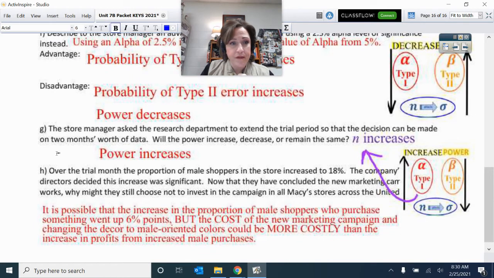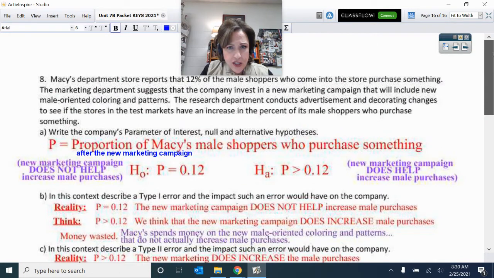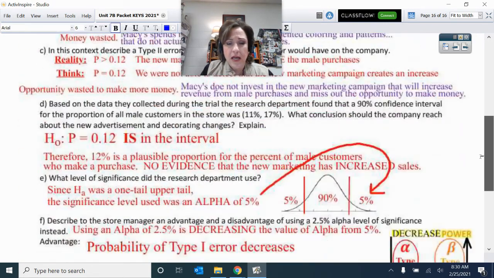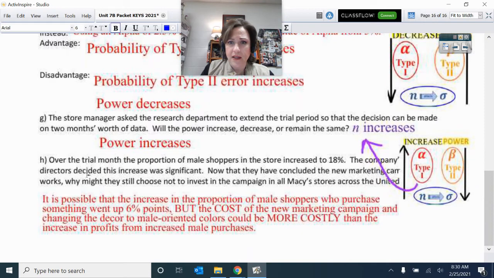Okay, what happens if they do the trial period for 2 months instead of 1? Well, that means that N is increasing. Did I do that right? I just want to check, did they do this for 1 month up here? I don't know, so I'm assuming that it was 1 month. So they extend the trial period, they're making it longer. So that's how I knew N increased. So I looked at my graphic that shows N increasing, and that is in the power increases one.